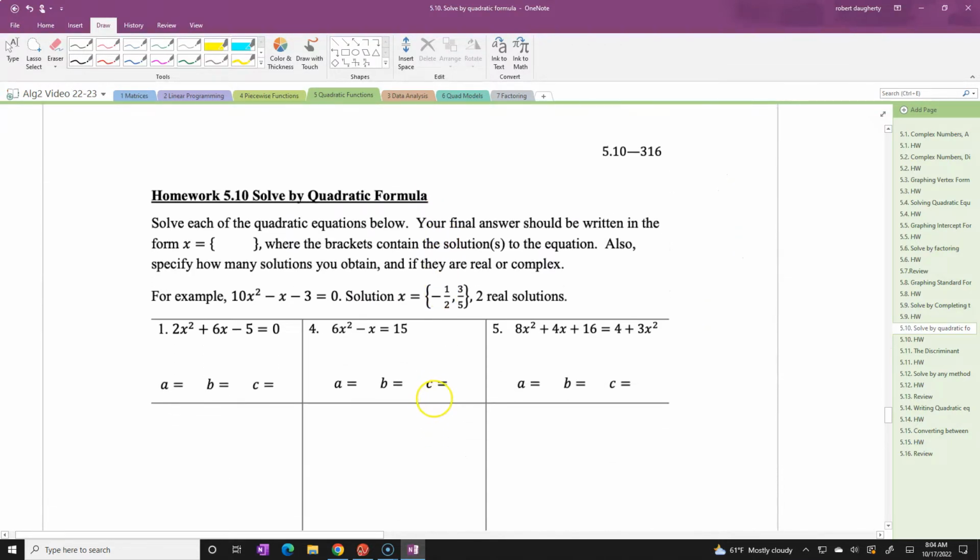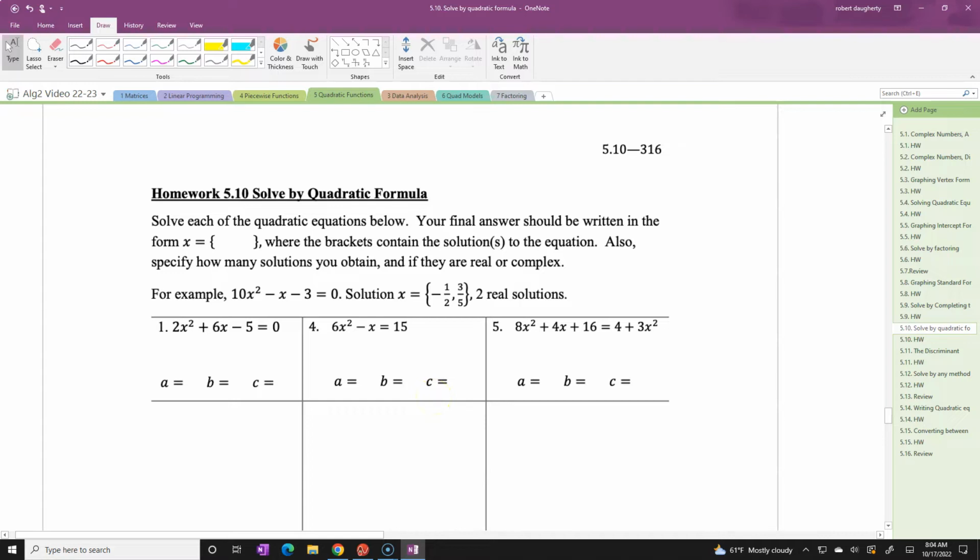And that should take you up into homework for this section. Okay, and you can solve the solutions there.